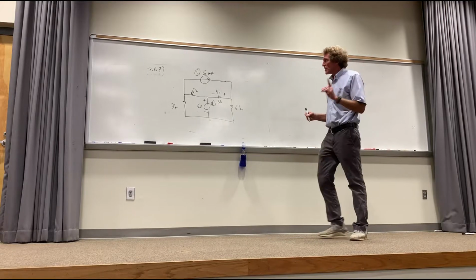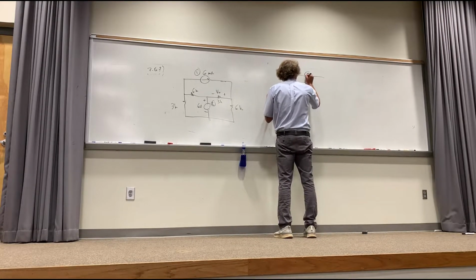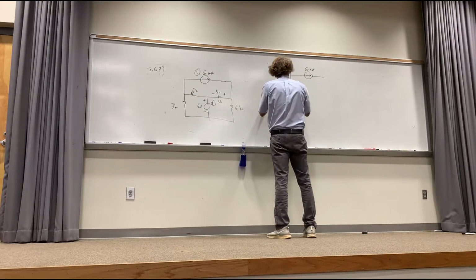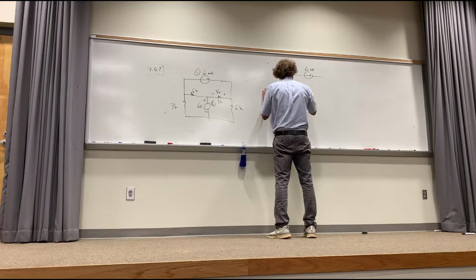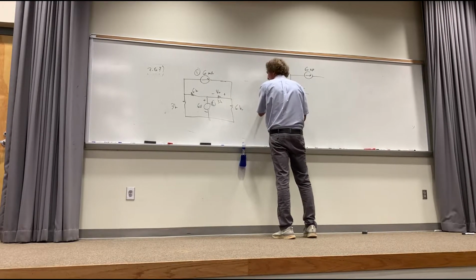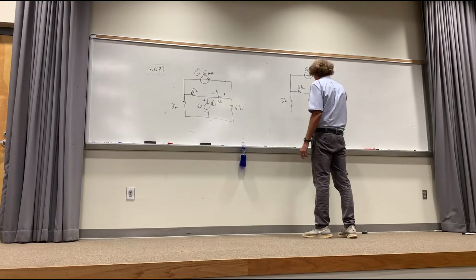Now, to start with, I leave source 1 in there. So I have my 6 milliamps there. I've got the 6K down here. I've got 3K down here. But, let me just do this.